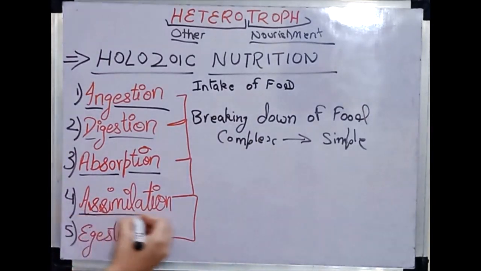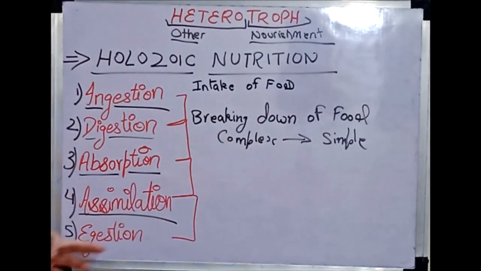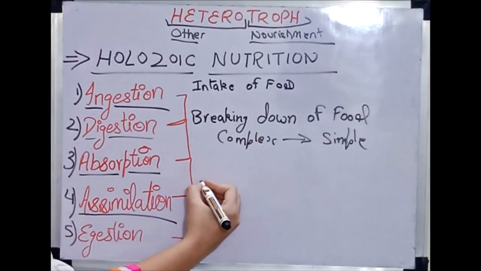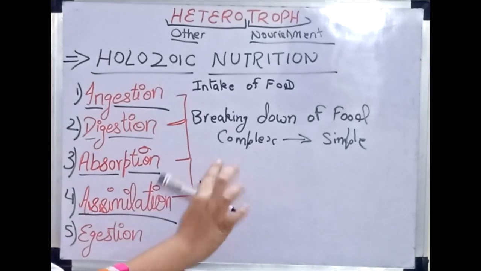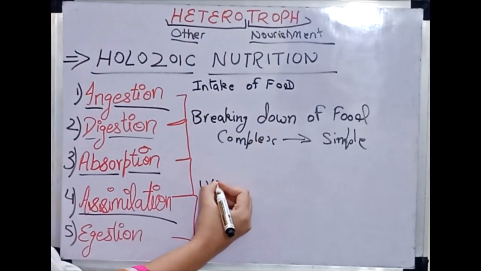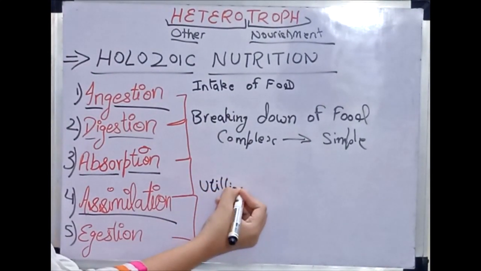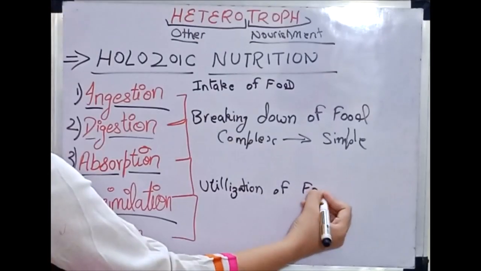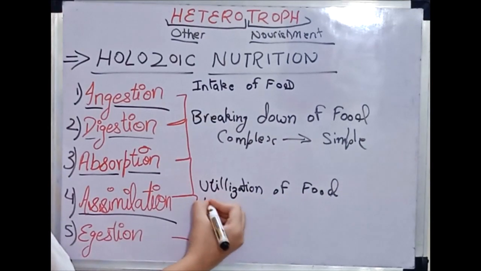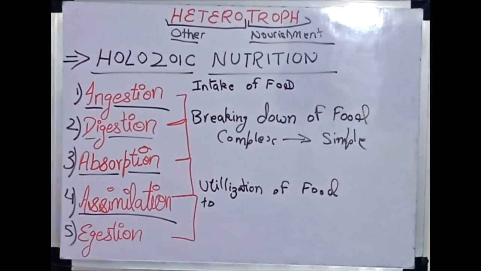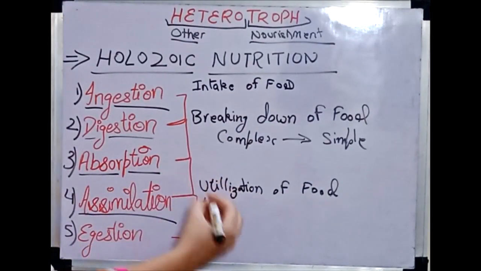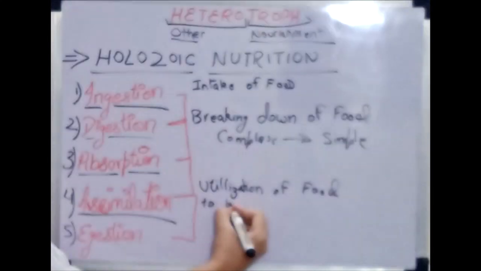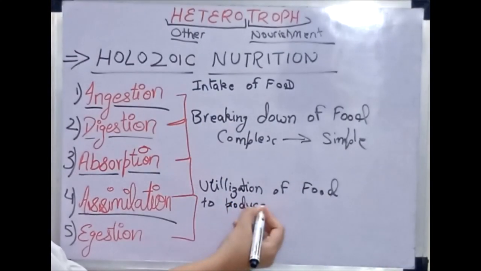Then assimilation. This is a term that we get confused. First of all, you should remember the sequence. Assimilation means utilization of food. Now you say, what is utilization of food? This is all we are doing till now. Here I mean utilization of food to produce energy.